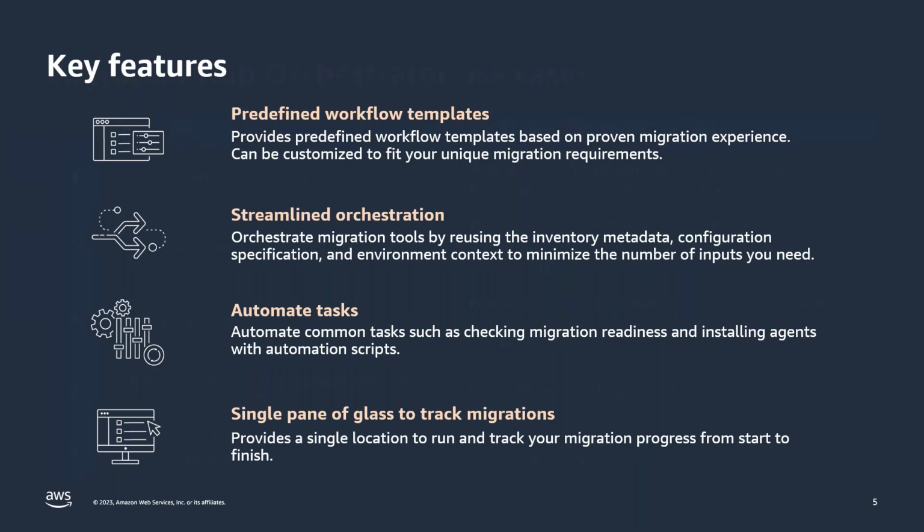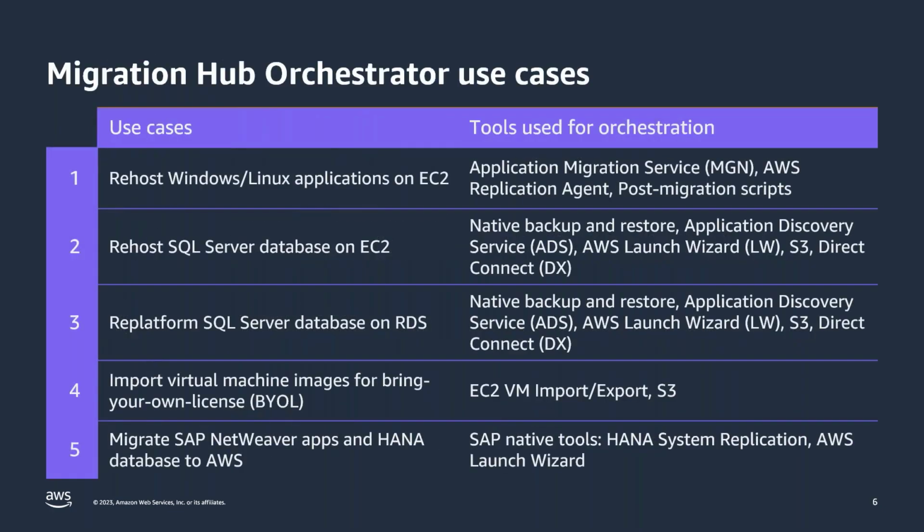Now let's deep dive into some of the key features we support today. Today we support 5 features, or we call them 5 use cases. The first one is rehost Windows and Linux applications on AWS. You can see all the tools that MHO can orchestrate. Basically, this is based on Application Migration Service.